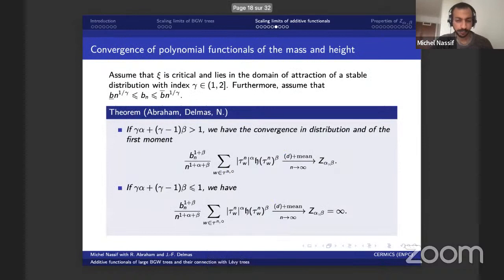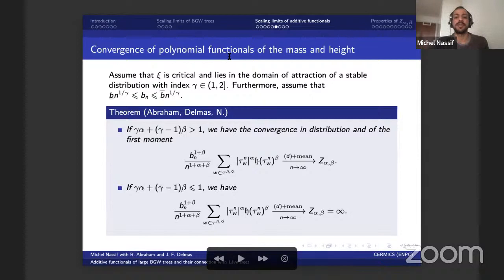So for the moment, we just showed convergence for nice enough functions, but we already know in the finite variance case that we can do a lot better. So now we restrict our attention to just polynomial functions of the size and height, functions of this type, and we assume the usual conditions. And we finally have our main result, our phase transition, and it states the following.